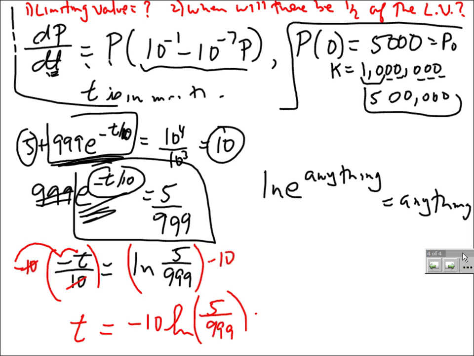And it turns out that this is very, very close to 5.29 months. That's approximately how long it will take to have half of the limiting value. It takes 5.29 months to have 500,000 people. And that's going to conclude this section on nonlinear differential equations.